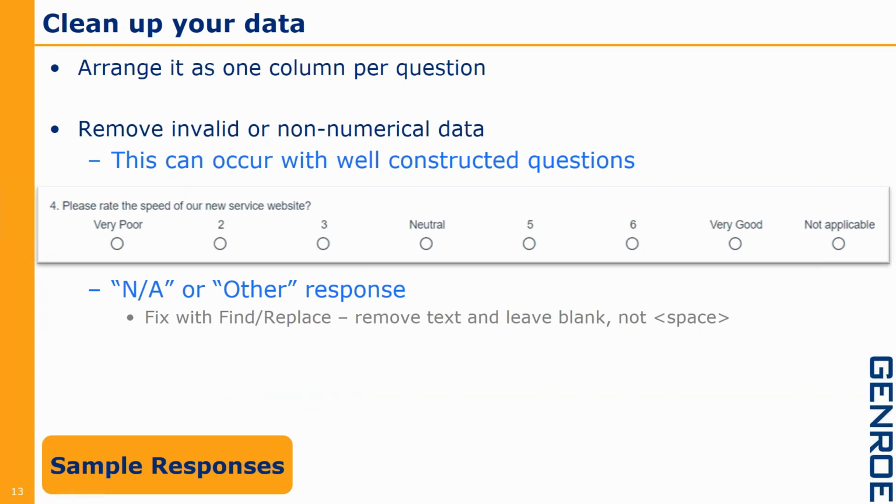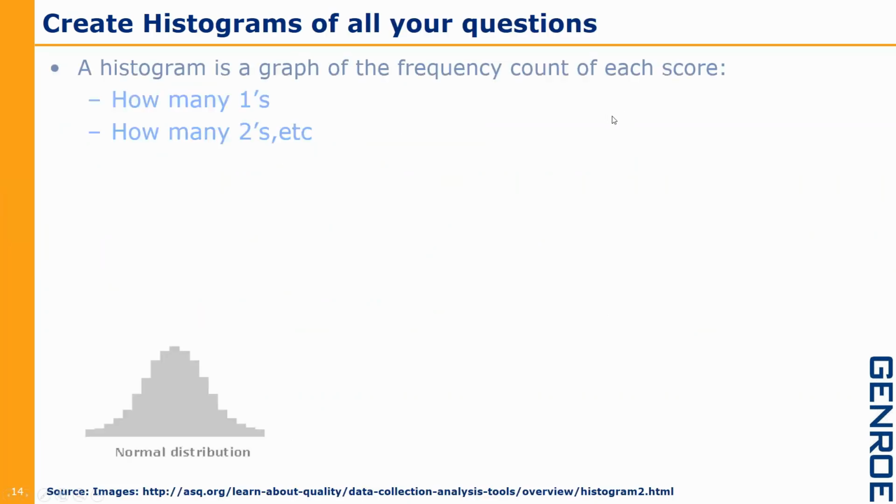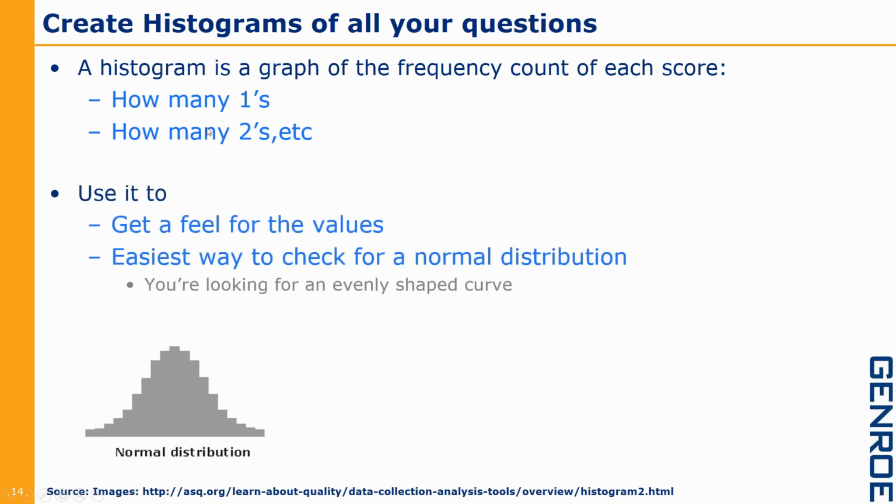All right, so moving on, we've cleaned up the data now. The next thing you want to do is create a histogram of all your questions. You do this as a first stage of data interpretation. For those who don't know, a histogram is a graph of the frequency count of each score. Down the bottom you'll see what it looks like. Everybody's familiar with that kind of normal distribution chart. It talks about a count of how many ones, how many twos, etc.